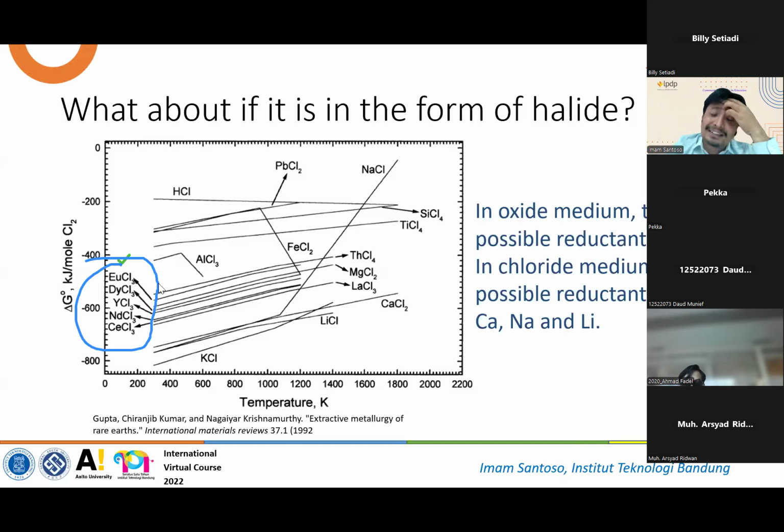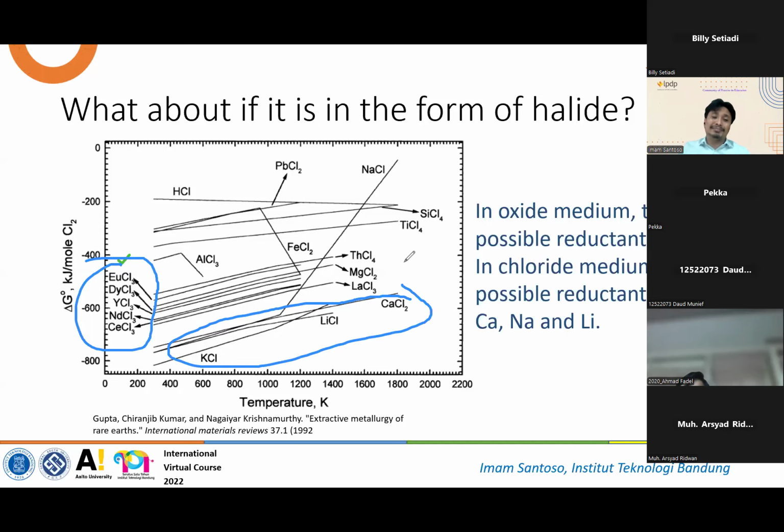Kalium, yes. Kalium is potassium, okay? Potassium and lithium, and you have more options, not only calcium. Therefore, people sometimes change rare earth oxide to rare earth chloride, so that the options for the reductor are more than one, not only calcium.